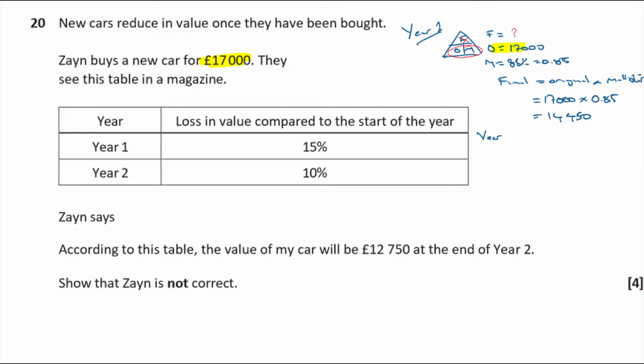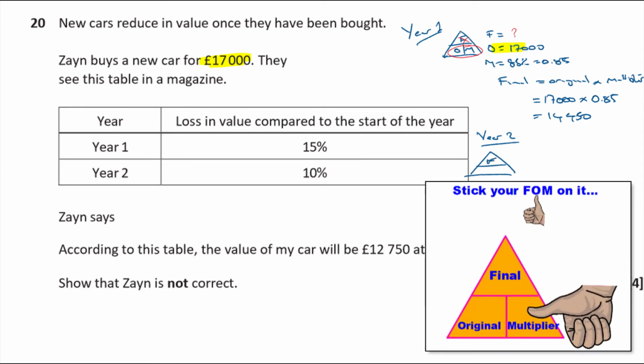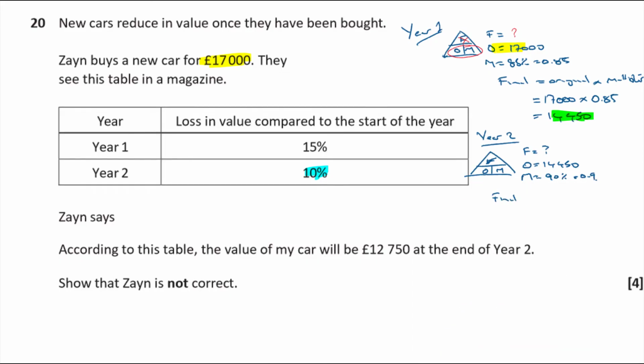And then in year 2, again, we're going to use final, original, multiplier. This time, still the final that we want to find. The original this time, though, is the price it was at the end of the first year, which was 14,450. And the multiplier for the second year, well, it's 10%. So if you've got 100%, you take away 10%, then that's 90%, isn't it? Or 0.9 as a multiplier. So again, in year 2, final equals original times multiplier, just like before.